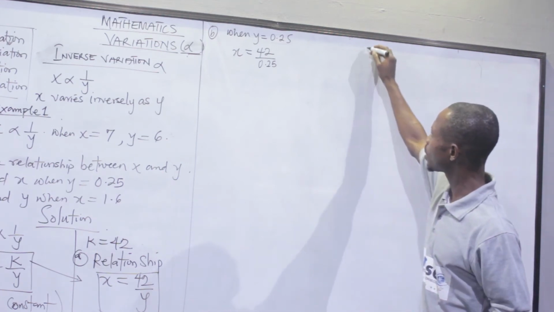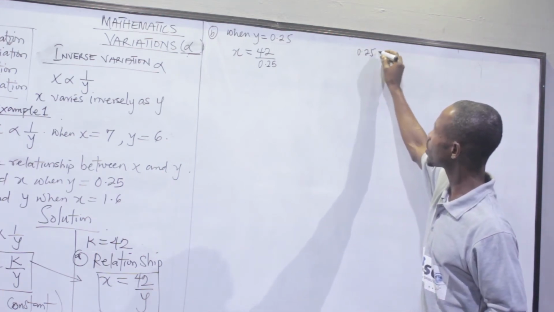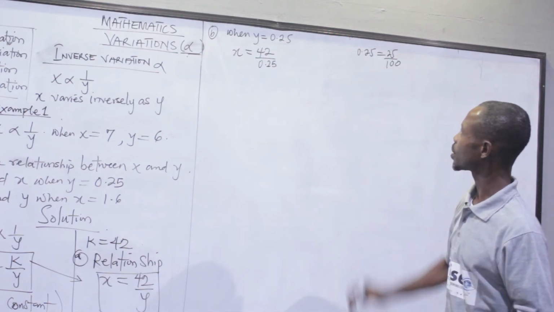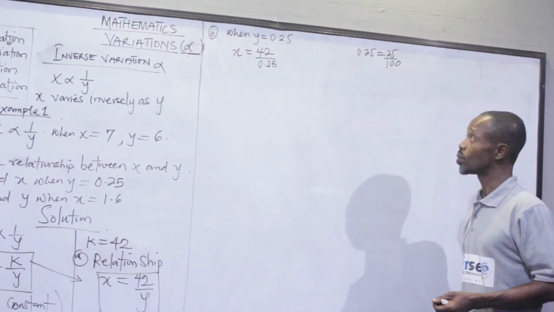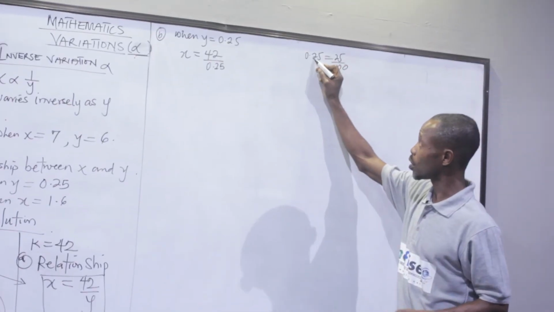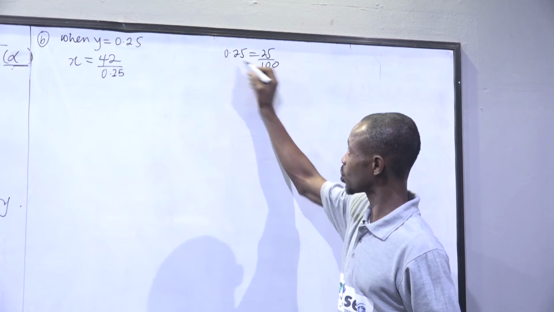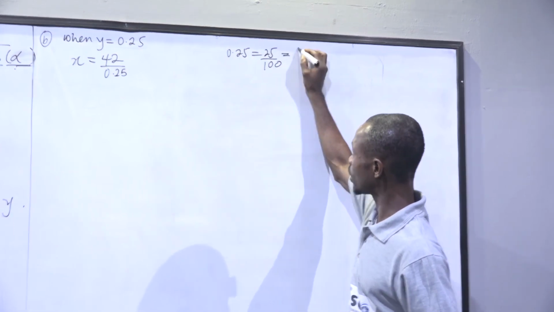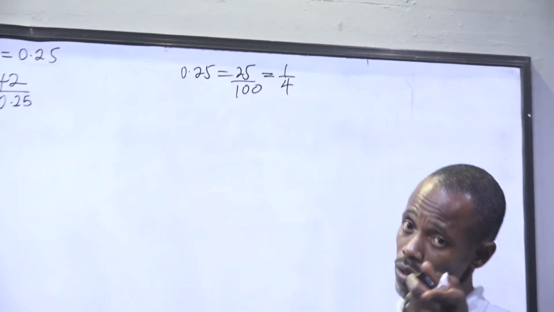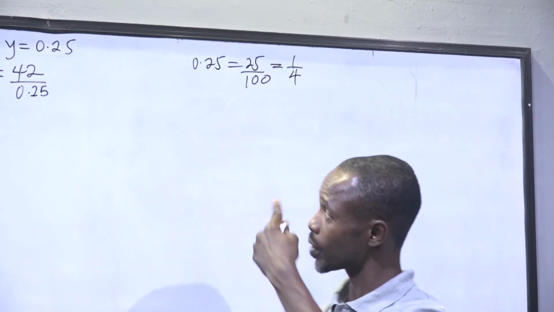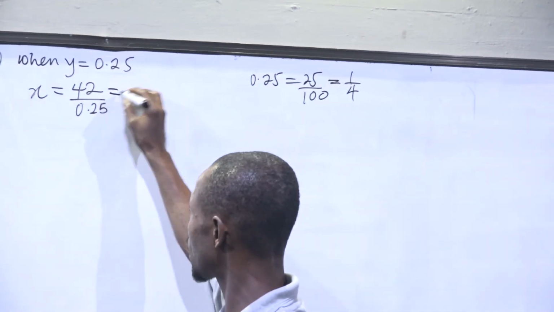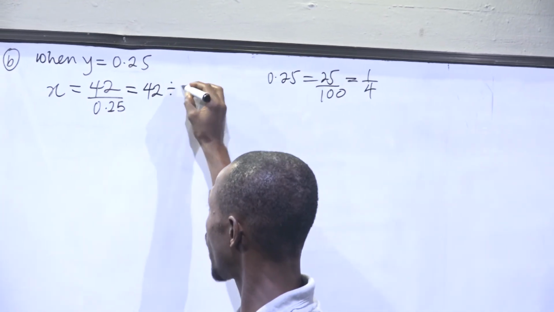Remember that 0.25 is the same as 25%, which is like 25 over 100. Those are the two decimal places. After this decimal point, you write 1. The decimal places are 2, so you add 2 zeros. If you simplify this, it's like saying 1 over 4. You can use your calculator at home to check: 1 divided by 4 will give us 0.25, and that's the fact. So what you have now is more or less like saying 42 divided by 1 over 4.